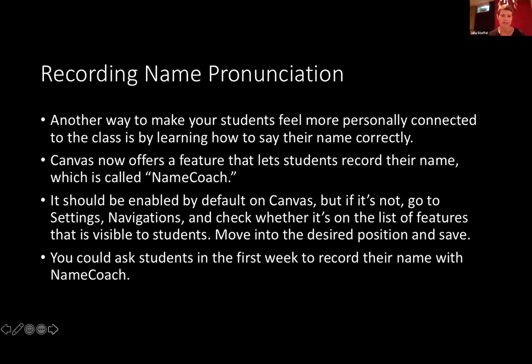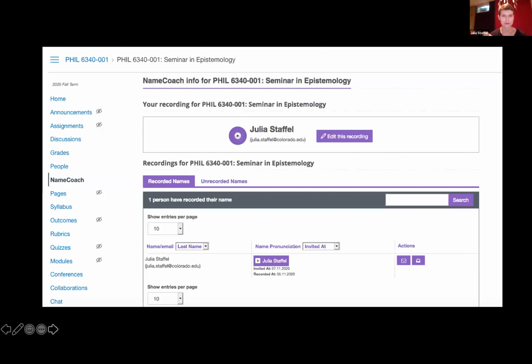And so now what Canvas has is this little feature called Name Coach, where students can just record the pronunciation of their name. And it should be enabled by default on Canvas, but if it's not, you can go to the settings and then go to the navigation and check if it's on the list of features that is visible to students in their navigation bar. And if it's not there, you just move it to the desired position and you save it. And then one thing you could ask the students to do in the first week is to record their name with Name Coach. So here's just a little screenshot of how that would look.